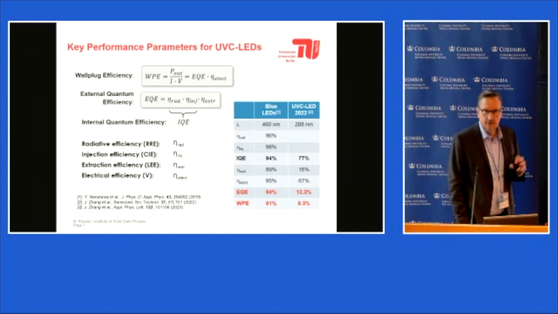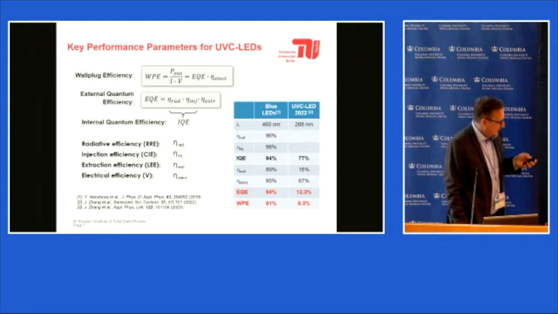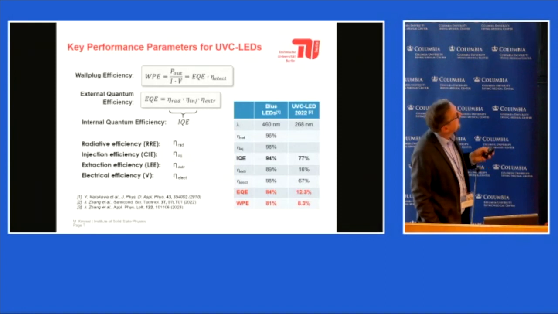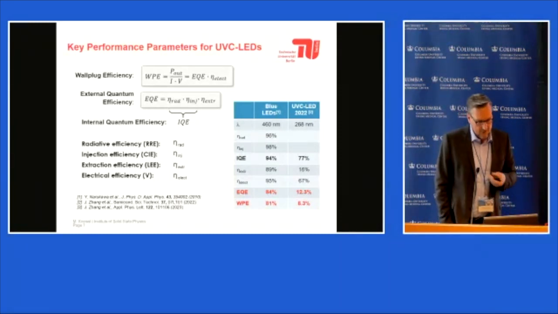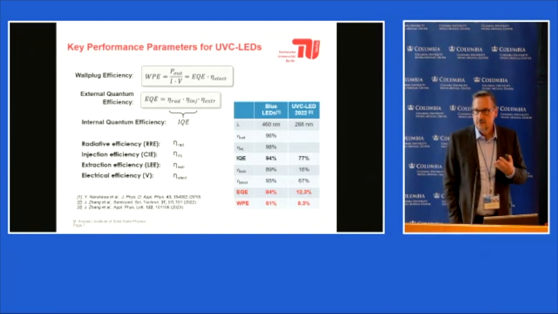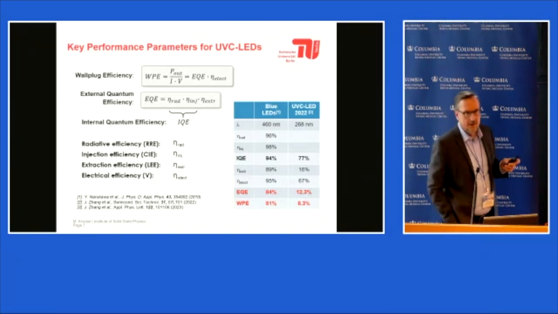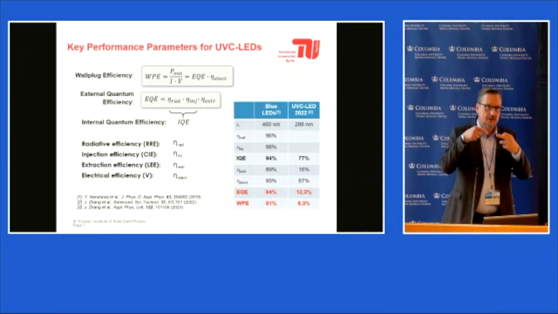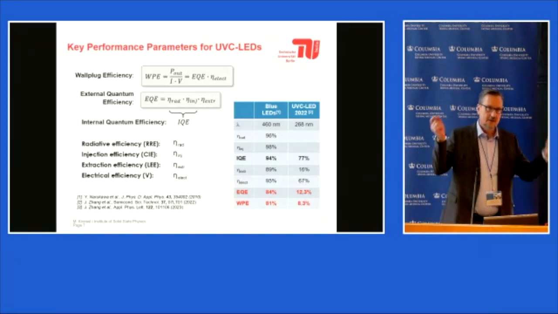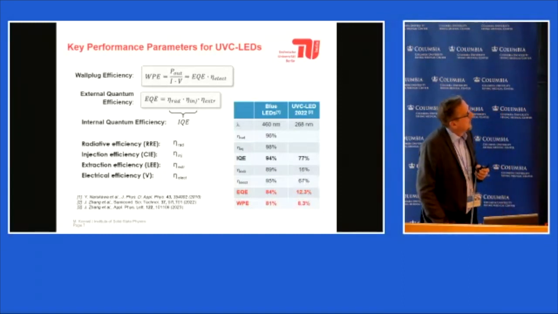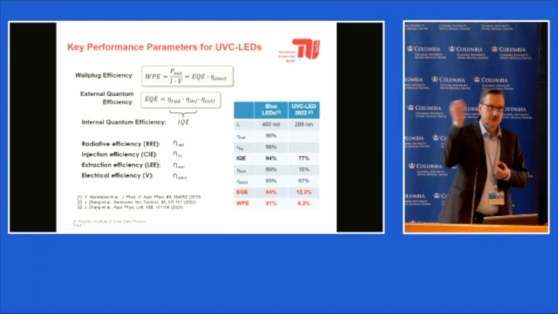To see where we are and where we have to improve, I try to analyze this in the slide. It's a few formulas, but they're very basic. At the end, what you care about is the wall plug efficiency of your device. That's the product of the external quantum efficiency, called EQE, and the electrical efficiency. And the external quantum efficiency, again, is a product of your radiative efficiency, which basically tells you how efficiently an electron-hole pair in your semiconductor creates a photon, and the injection efficiency, which tells you how likely it is that an electron and hole will get into your quantum well in the active region. And then the extraction efficiency describes how likely it is that the photon can actually leave the semiconductor to be useful.